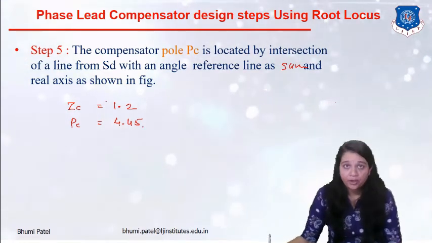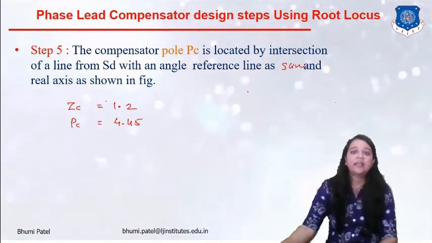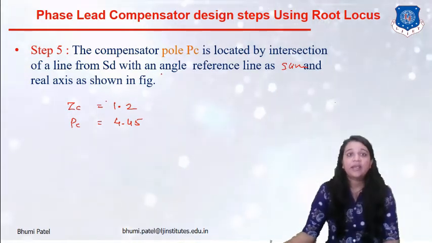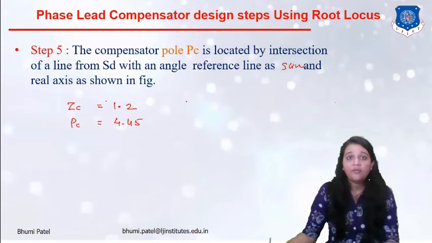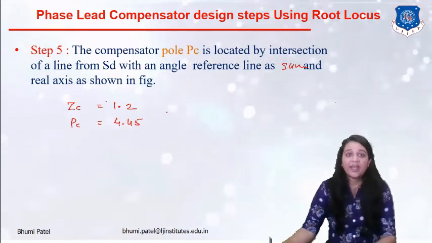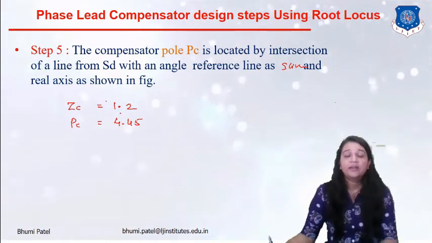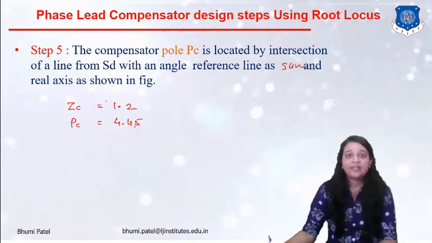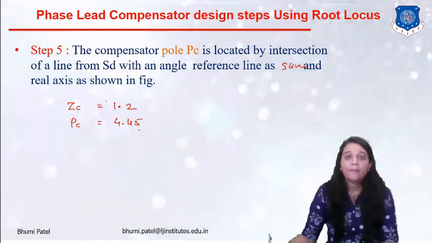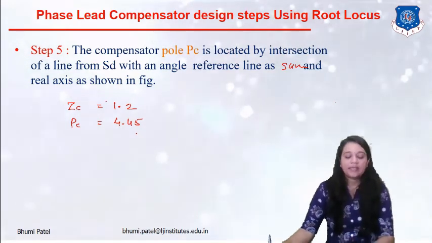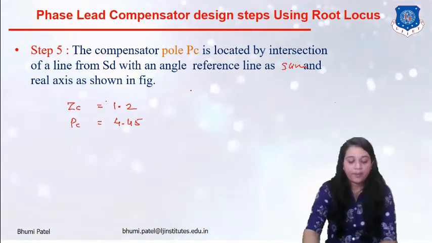So how can we find the value of ZC and PC? We draw a reference line, a zeta line, with the SD line, and then we put the angles phi z and phi p to this SD line, and this point is mid to the real axis. This point is known as the zero of the compensator and the compensated pole. So this is step number 5.